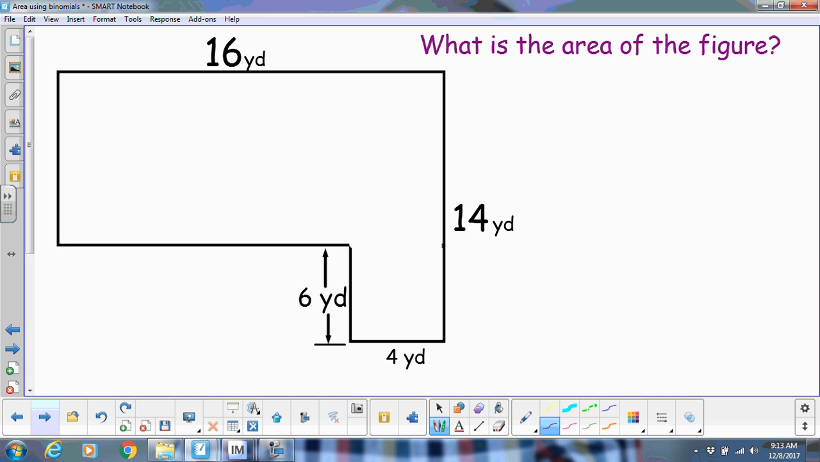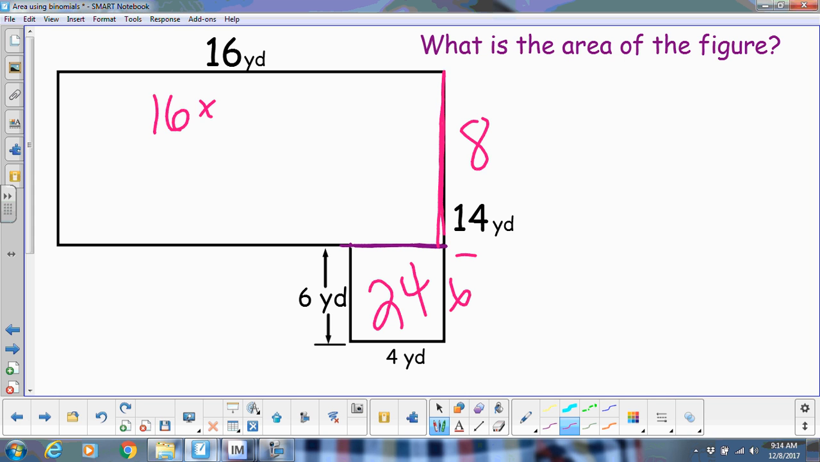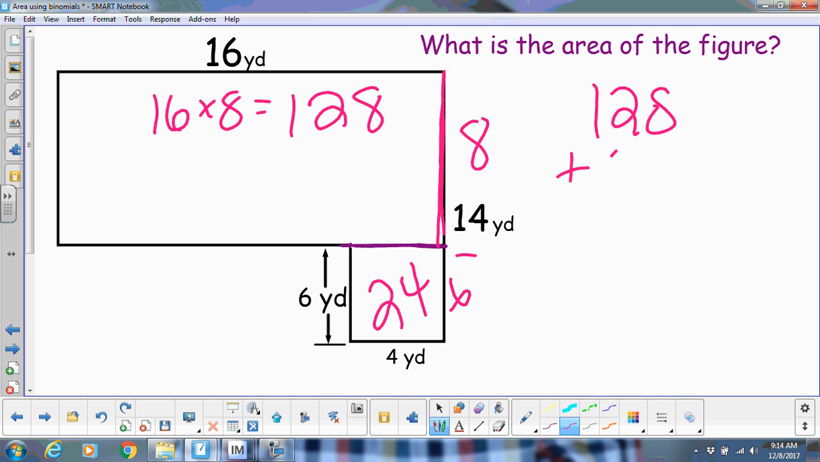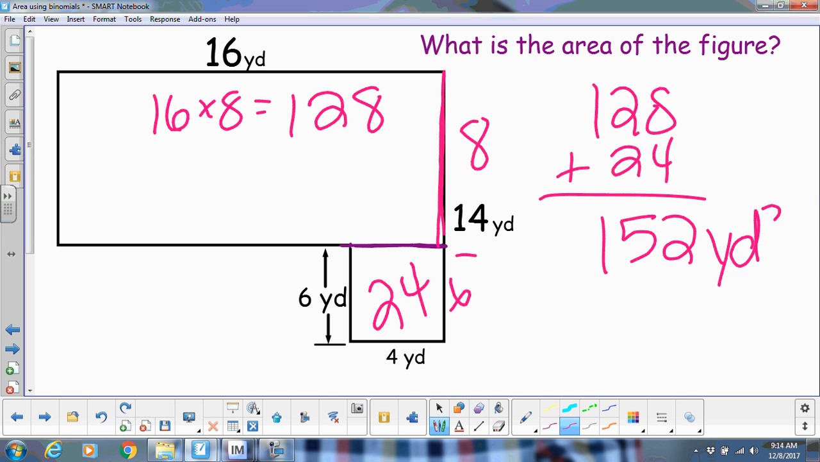Break it horizontally right here. Okay, so 6 times 4 gave you what? All right, so the small one was 24. Okay, and then if this is 6 and this is 6, so 14 minus 6 makes this segment 8. And 16 times 8 gave you 128. So we add them up, 128 plus 24, and that gives us 152. Is everybody with me?